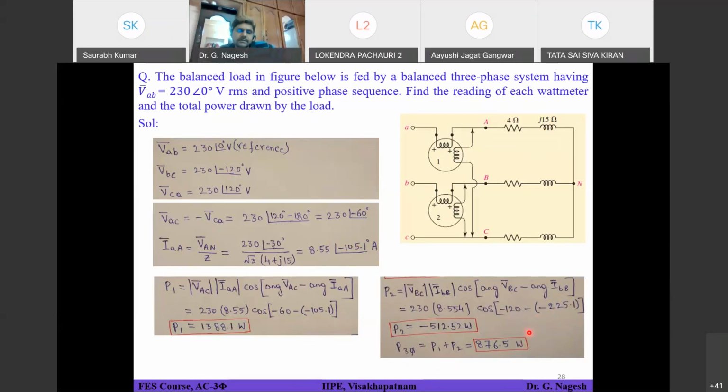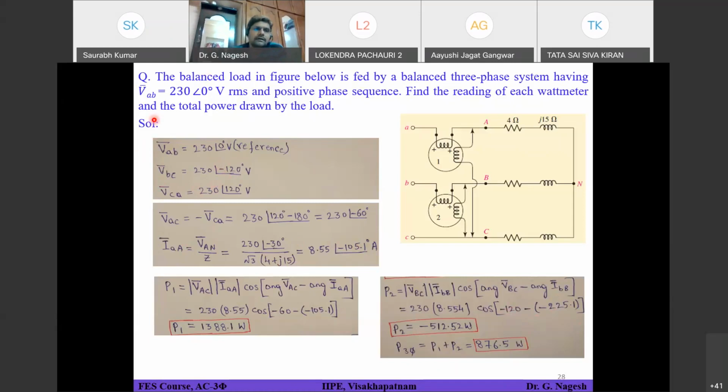Right. So is it clear to everyone, or anyone has doubt in this problem? Sir, how do we get VBC and VCA equal to 230 at an angle of minus 120? Which one, sir? VBC and VCA. VCA. Yes, sir. Right.